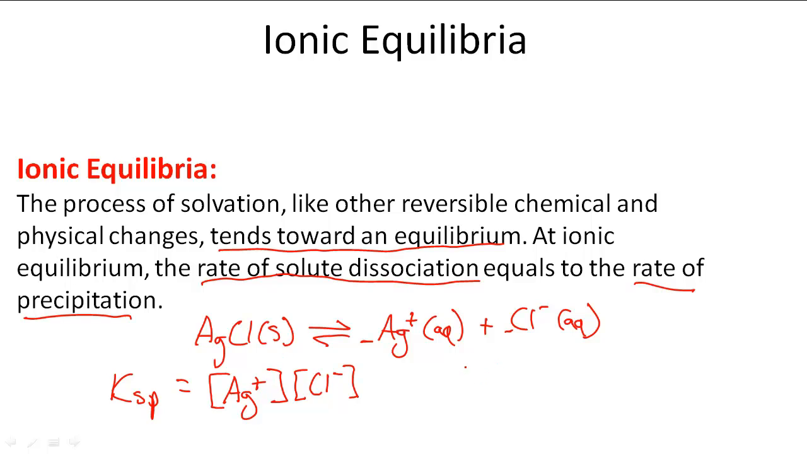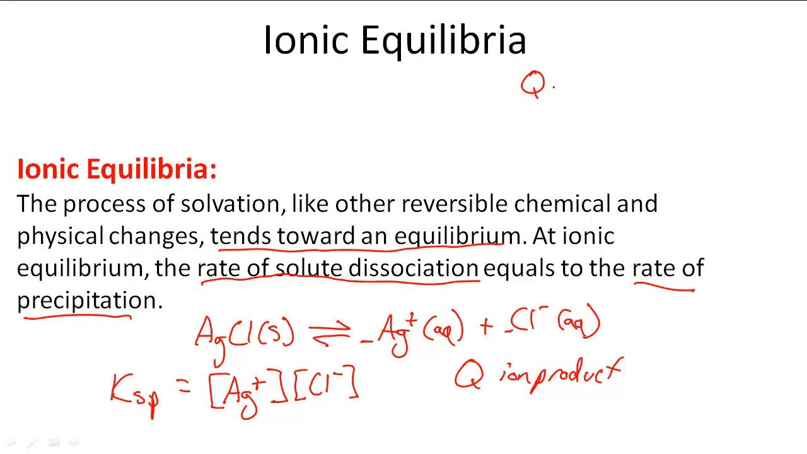So sometimes we have Q, which is the ion product, and if we have a Q based on the concentrations of Ag+ and Cl-, we can tell whether something is saturated, unsaturated, or supersaturated.